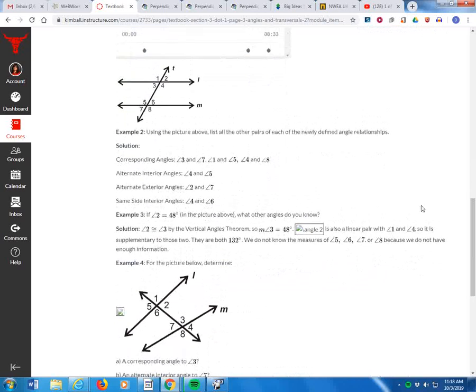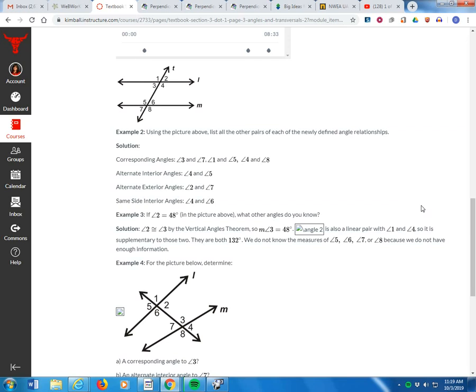are the angles that are opposite each other, like 2 and 3. What kind of angles are those? Angles 2 and 3, what's the special name for those two angles? Congruent. They are congruent, but what are they called? Vertical angles. Angle 1 and 4, vertical. 5 and 8, vertical. 6 and 7, vertical.